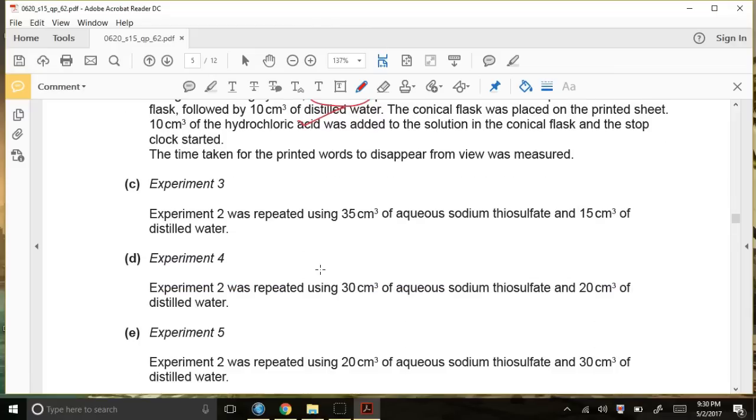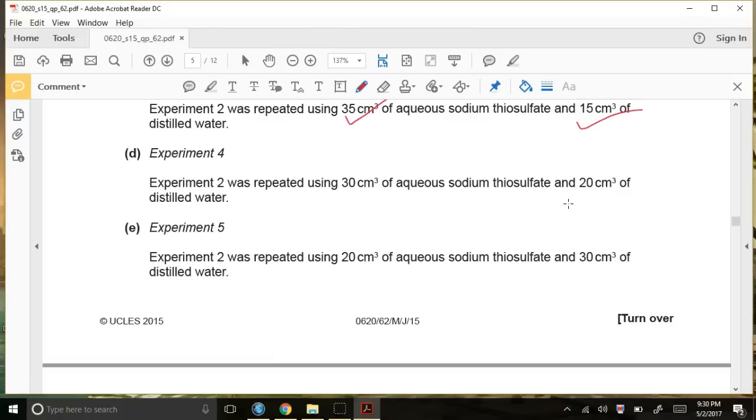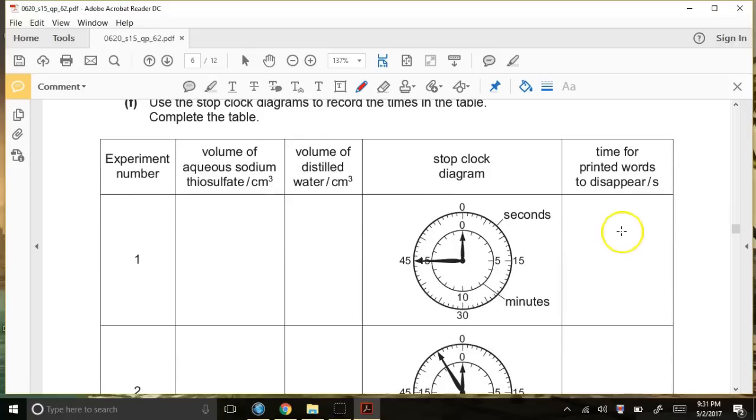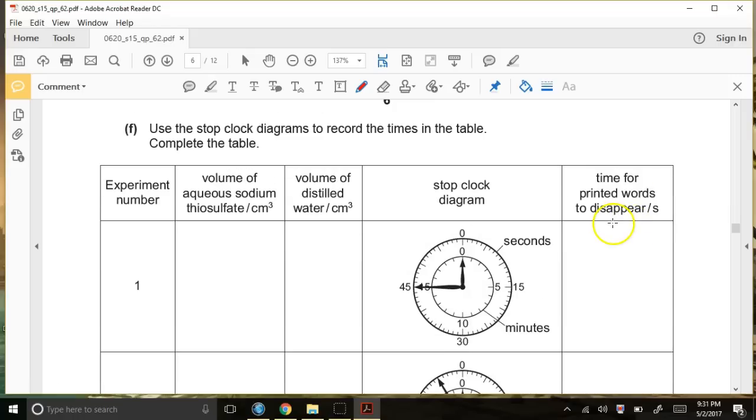When you look at experiment number 3, they decreased the thiosulfate even more and increased the water. That means the concentration is further reduced. Experiment number 4, still going downhill, 30 of the thiosulfate and 20 of H2O. By now you must have clearly understood that what's happening is the concentration of thiosulfate is constantly being reduced. And finally, experiment number 5, 20 of thiosulfate with 30 of distilled water. Okay, so time for you to fill in this particular page. So I'm sure you can do that yourself.